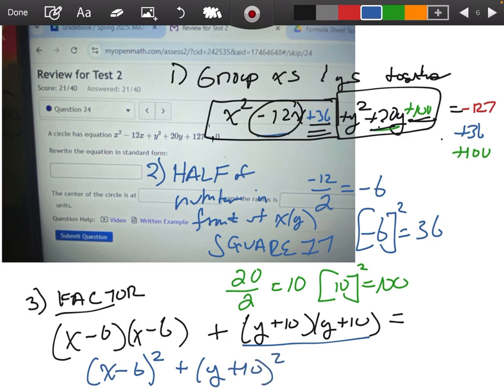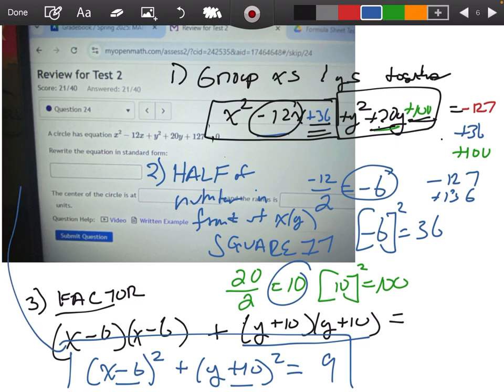One thing we talked about when we were doing this in class: the number after you divide it by 2 is the number that's going to go right there. So that's negative 127, and positive 136 gives me a 9. So what are we going to write for our equation in standard form? Boom. That's my equation in standard form.